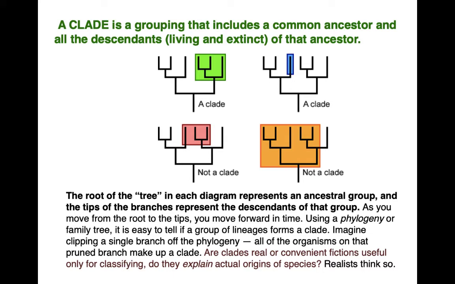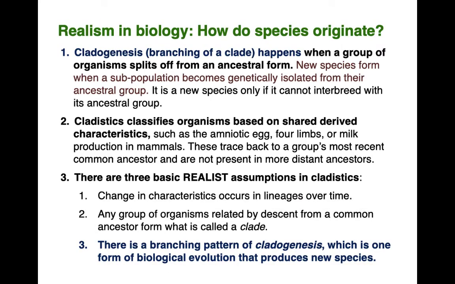All of the organisms on that pruned branch make up a clade. Are clades real or convenient fictions, useful only for classifying? Do they explain actual origins of species? Realists think so. This is how scientific realism in biology functions with respect to questions like, how do species originate?